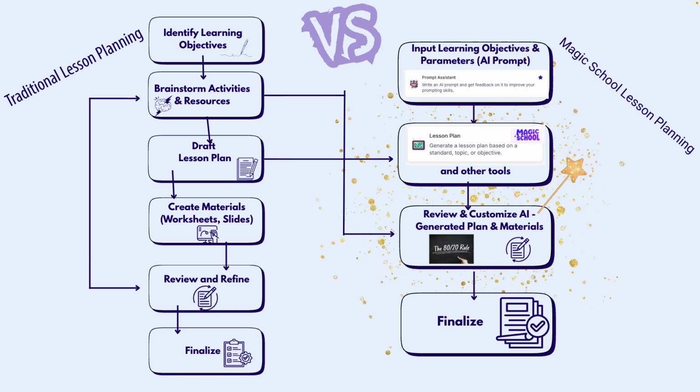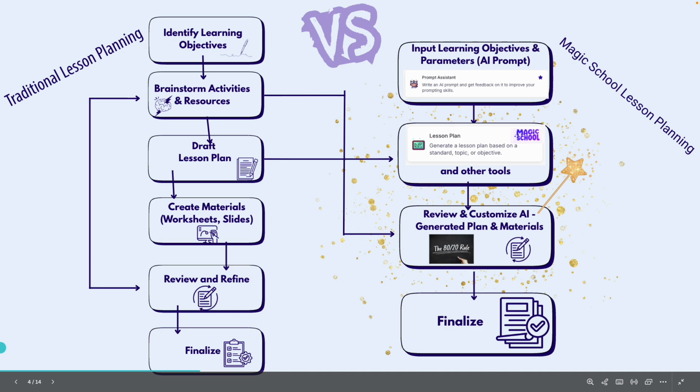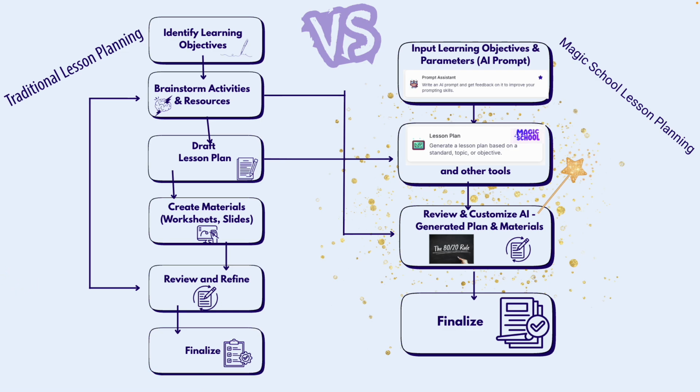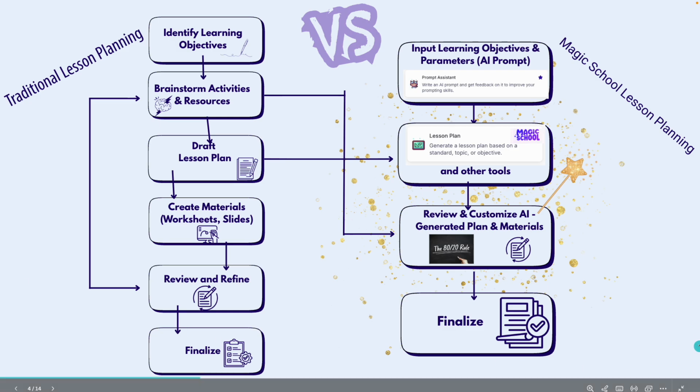With Magic School lesson planning, you basically are going to input the learning objectives and parameters using the prompt assistant if needed. Then you'll use lesson plans and any other tools you may want to use. You'll review and customize the AI generated plans and materials. That's the 80-20 rule coming back here. The AI will do 80%, you come back to the 20%, and then you finalize. So basically, what you can see is it helps simplify the process while preserving educational value. Magic School AI optimizes lesson planning without compromising the learning.